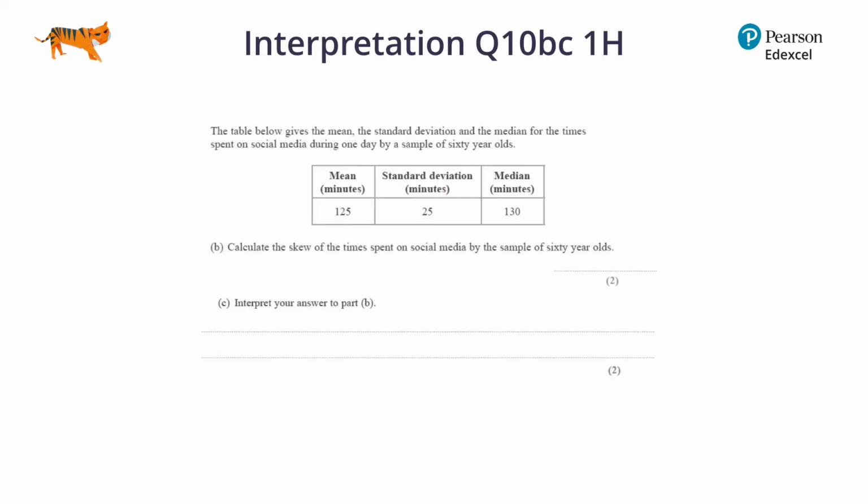We will now look at an interpretation question, question 10, B and C on paper 1 higher. This question also involved a new topic where students had to calculate a value for skew, whereas on the old specification, students only needed to be able to interpret skew from diagrams. In Part B, they needed to be able to calculate skew by using the values in the table and the formula that is given in the exam.